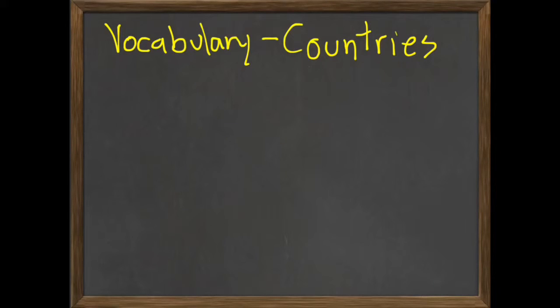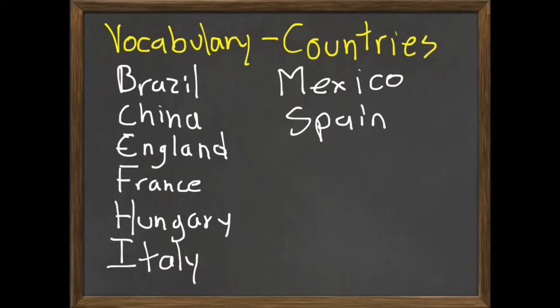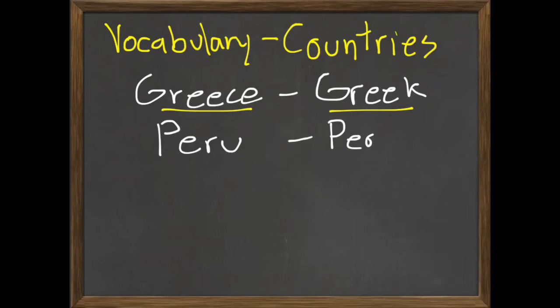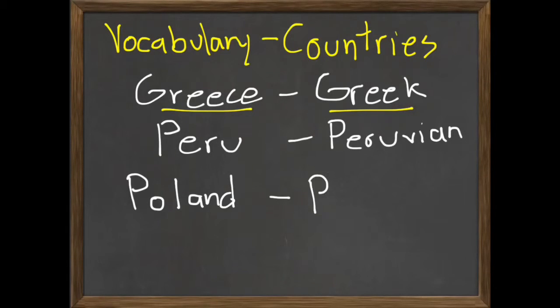Now let's look at the rest of the words in the vocabulary for countries. We already saw Brazil and Brazilian, China and Chinese, England and English, France and French, Hungary and Hungarian, Italy and Italian, Mexico and Mexican, Spain and Spanish. And a person who is from Greece will be a Greek. A person who's from Peru would be a Peruvian. And finally, in the vocabulary, a person who's from Poland will be Polish.